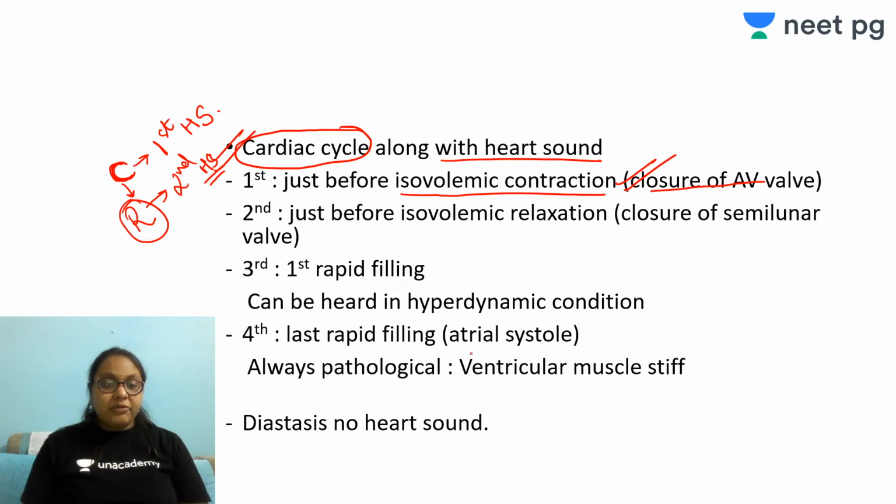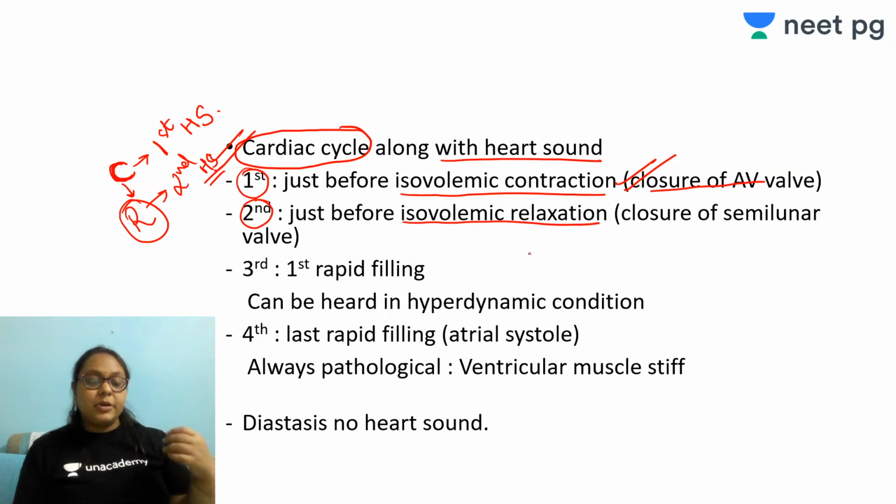Dr. Ehsan, the first heart sound is known as lub. The second heart sound is known as dub. Yes, the first heart sound is known as lub, the second heart sound is known as dub. The second heart sound is just before the isovolumic relaxation. That is because of the closure of the semilunar valves. Is it clear?